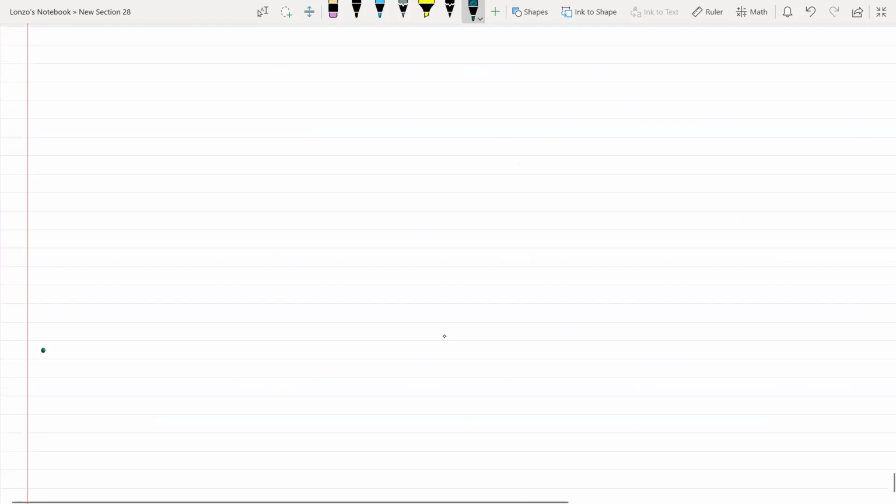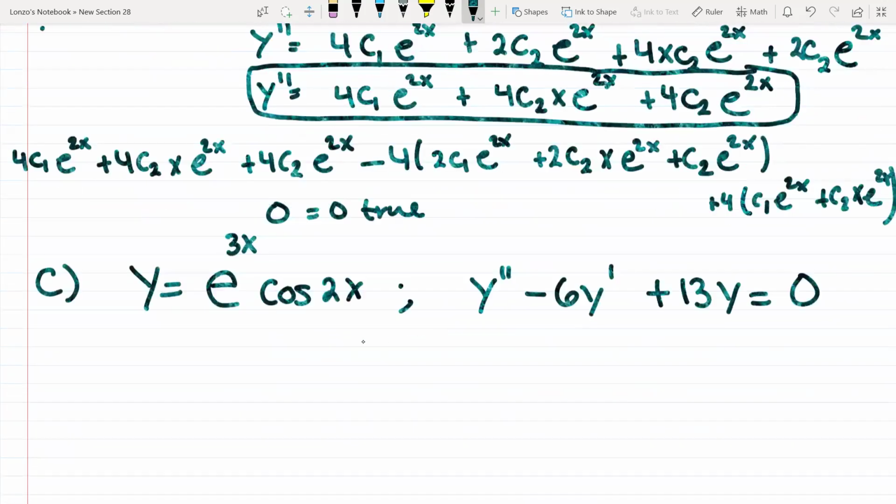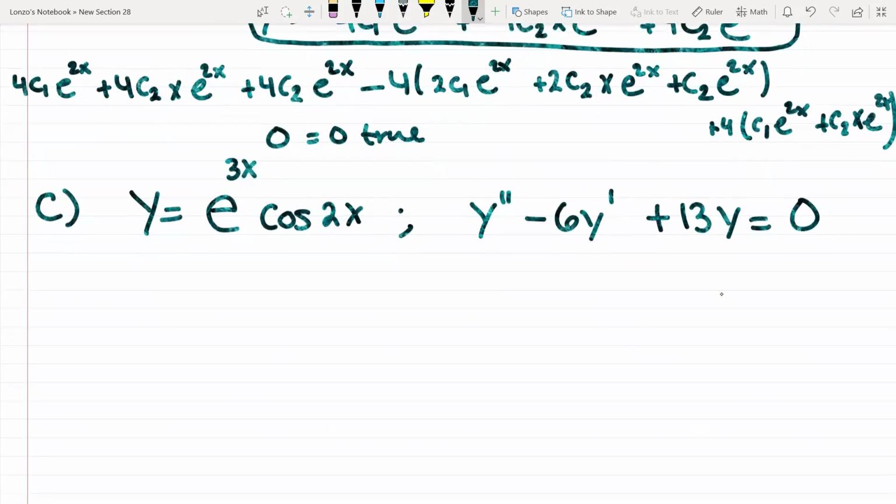Okay, let's do C. So we have y equals e to the 3x cosine of 2x, and here's our differential equation, y double prime minus 6y prime plus 13y equals 0. So we already have y, but we don't have y prime and we don't have y double prime.